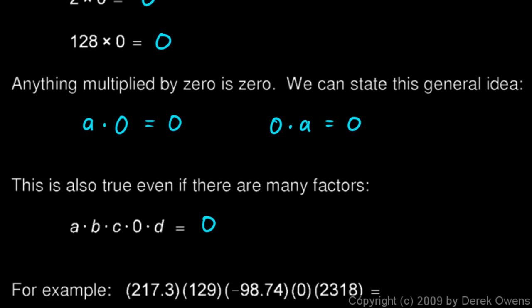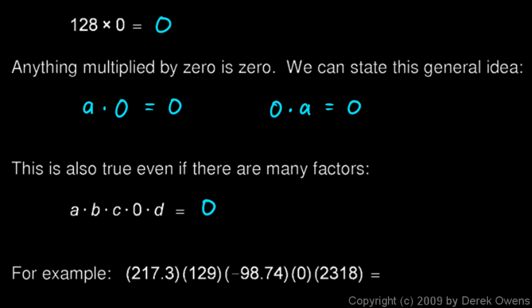So look at this next example. 217.3 times 129 times negative 98.74 times 0 times 2,318, that has to be 0. You don't have to start multiplying all these things together, which would be a whole lot of work to do. You just recognize that all 5 of these things are multiplied together, and one of them happens to be 0. It could be any of them. If any one of them or more is 0, then the answer is 0.